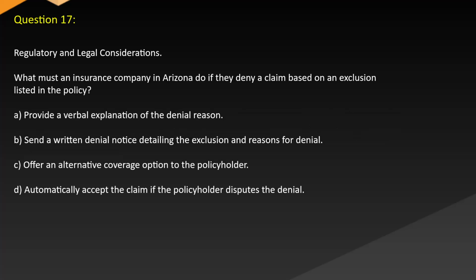Question 17. Regulatory and legal considerations. What must an insurance company in Arizona do if they deny a claim based on an exclusion listed in the policy? A. Provide a verbal explanation of the denial reason. B. Send a written denial notice detailing the exclusion and reasons for denial. C. Offer an alternative coverage option to the policyholder. D. Automatically accept the claim if the policyholder disputes the denial.